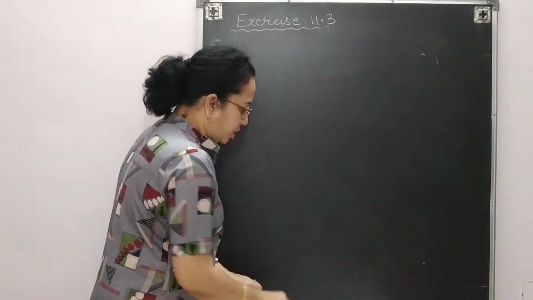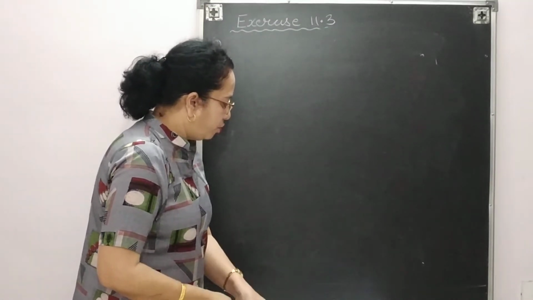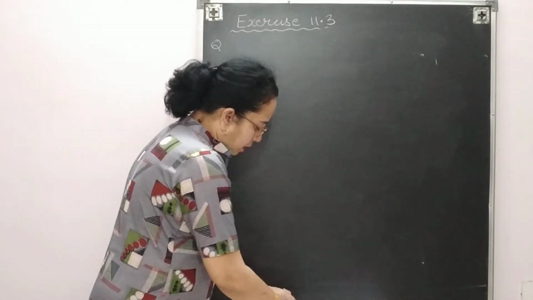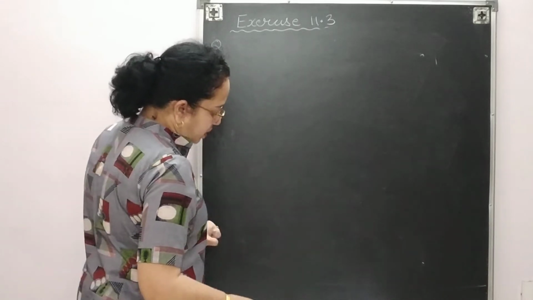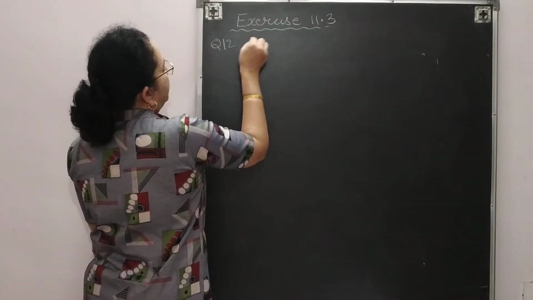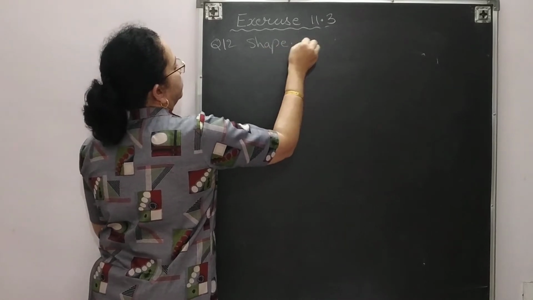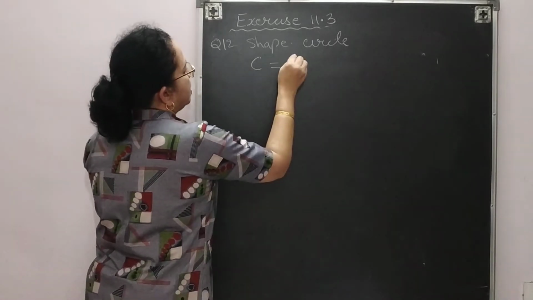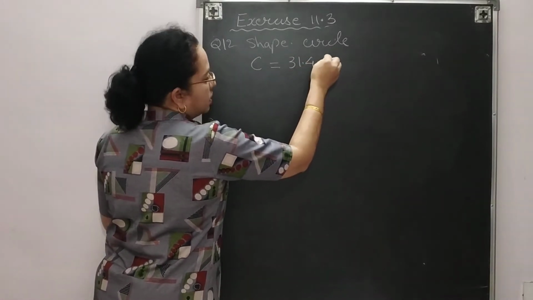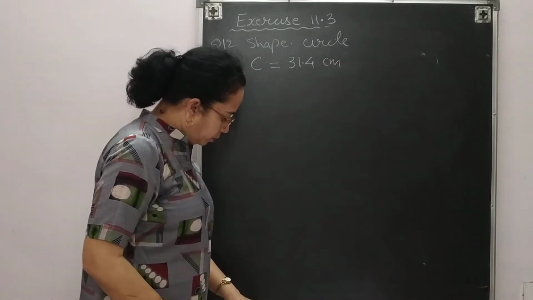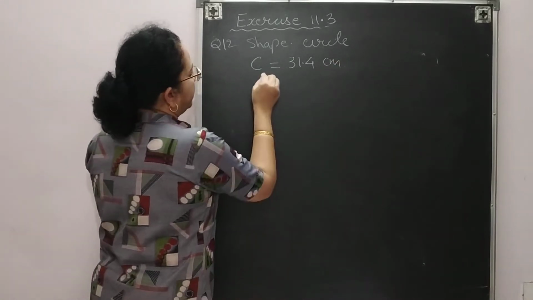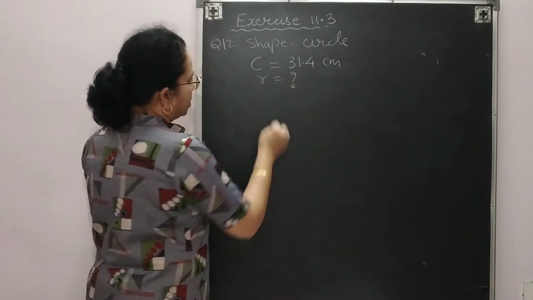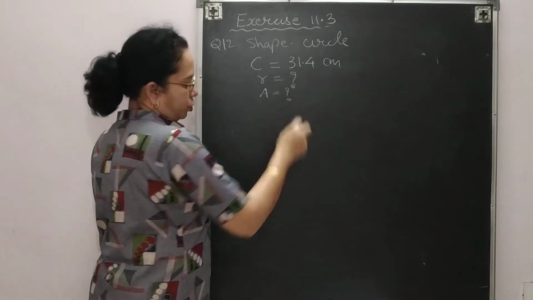Now the next question is question number 12. The circumference of a circle. So again the shape given here is a circle. Circumference, it means C is given as 31.4 centimeter. Find the radius, so radius is equal to question mark, and the area of the circle, so again area is equal to question mark.